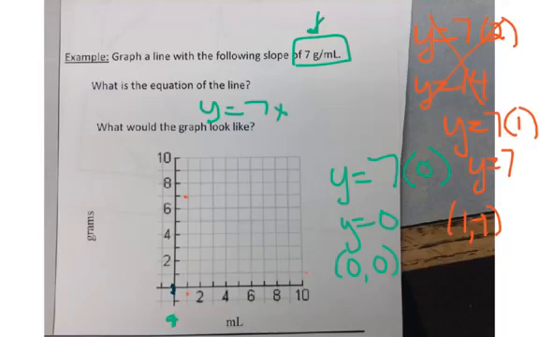Okay. Now I followed steps 1 through 4. And now I just need to do 5, which is connect the dots. So using a line or a ruler, a straight edge, you should connect the dots. And that is a really bad line, but it relatively would have the slope of 7.